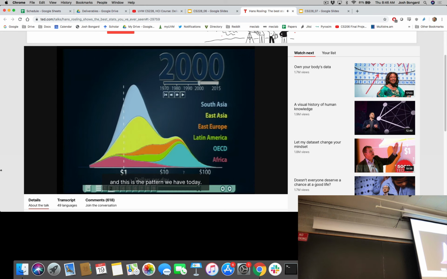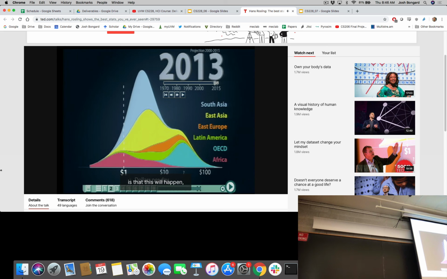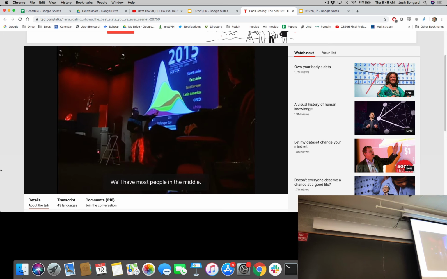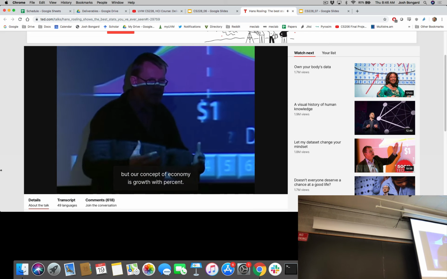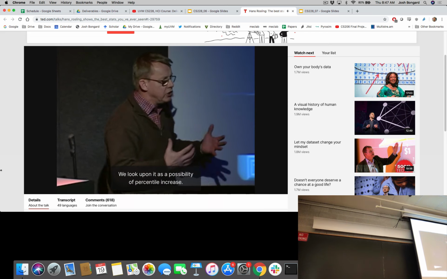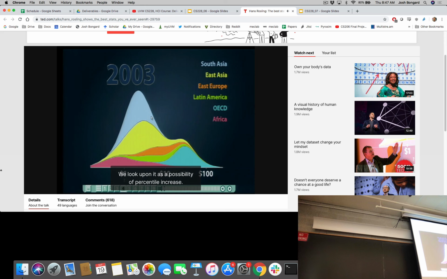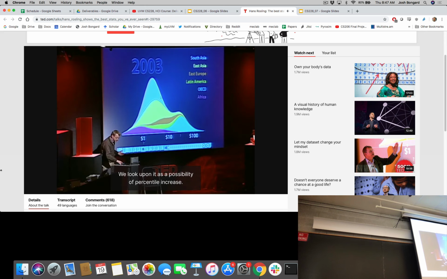And this is the pattern we have today, and the best projection from the World Bank is that this will happen. And we will not have a divided world. We will have most people in the middle. Of course, it's a logarithmic scale here, but our concept of economy is growth in percent. We look upon it as a possibility of percentage increase.